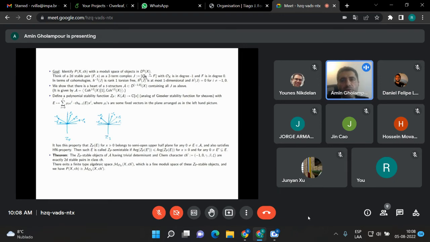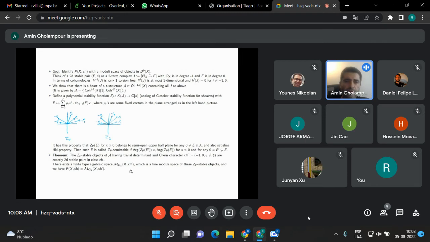Since we have this O_X term, it contributes this -1. And this O_X sits in degree -1, so that's why we have a -1 in the first component of the Chern character. So it's basically the same thing. Ignoring this, we have again gamma, beta, C, which are the Chern character of F. So the P-stable objects of A are exactly 2D stable pairs in class CH.